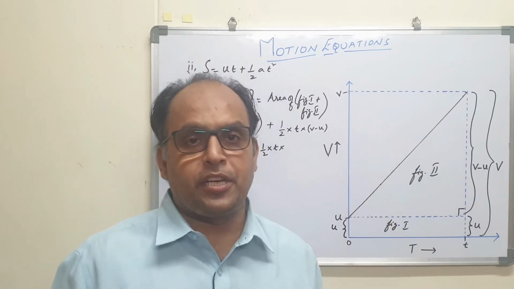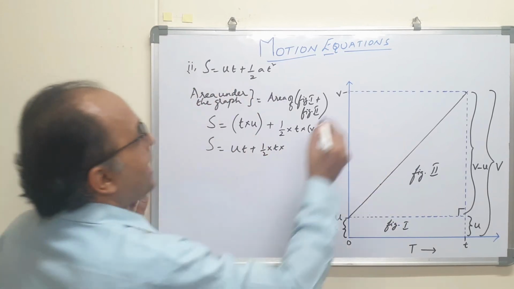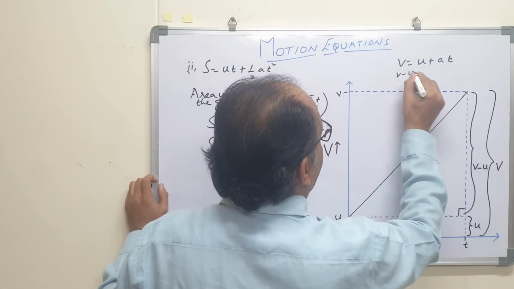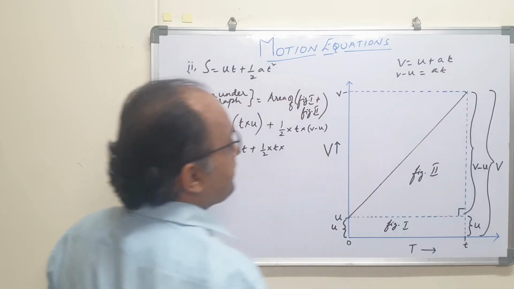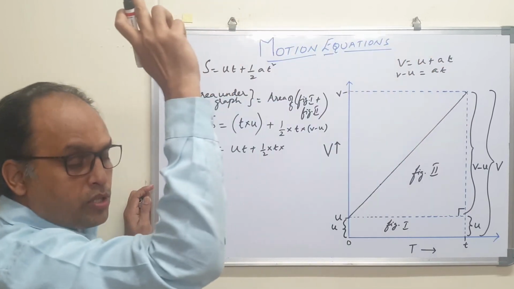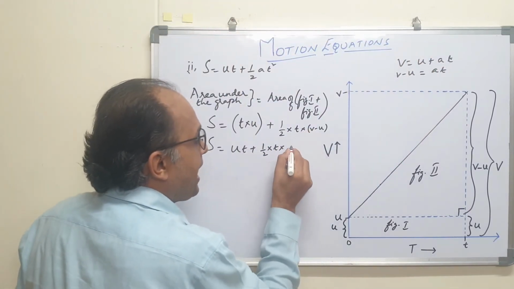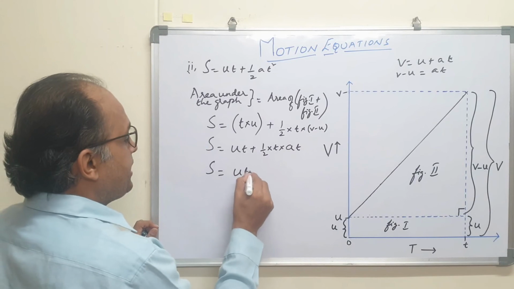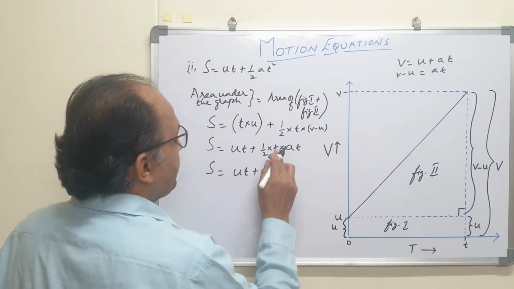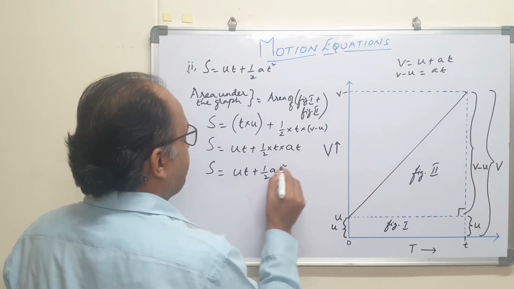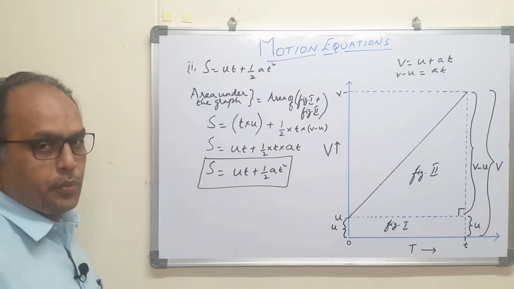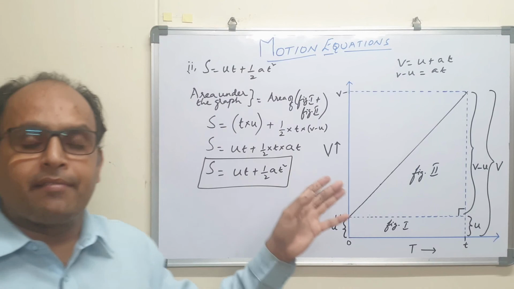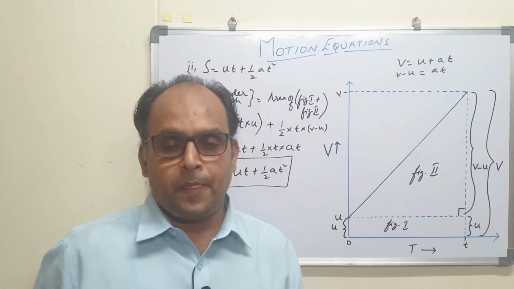From the first motion equation, we have v is equal to u plus at. So if you bring u this side, it will be v minus u, so it will be at. So v minus u is equal to at from the first motion equation. So instead of this v minus u, I am going to write at over here. So s is equal to ut plus half at times t, which is at square. That's the second motion equation. Am I clear with that? So this is how you obtain or derive the second motion equation. Right? Thank you.